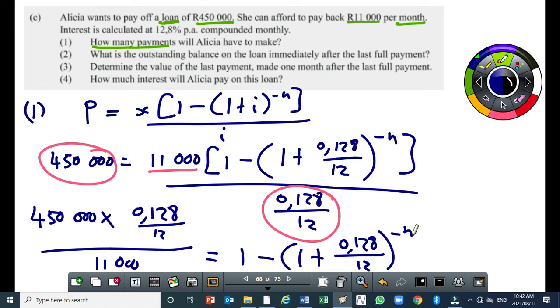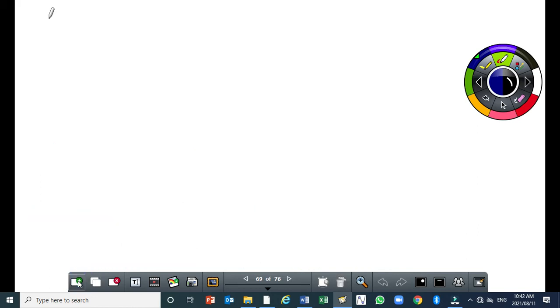Now, can someone tell me what answer you get on the left? So you get 24 over 55. Okay, let's move on to the next page. So you get 24 over 55.